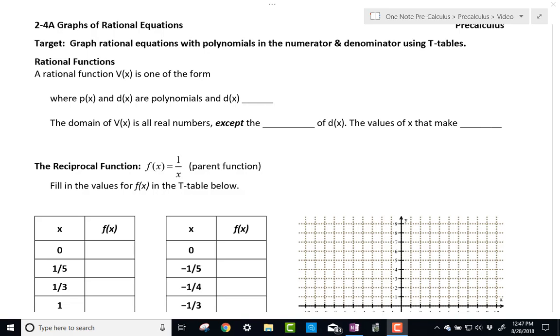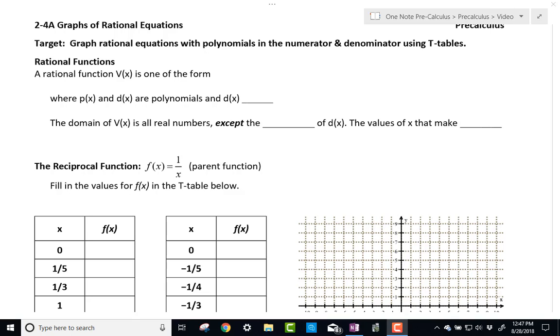Alright, so today we're going to talk about graphs of rational equations, and our goal is to be able to graph a rational equation. A rational equation is an equation that has a polynomial in the numerator and the denominator. And we're going to do that using some key values as well as some t-tables.